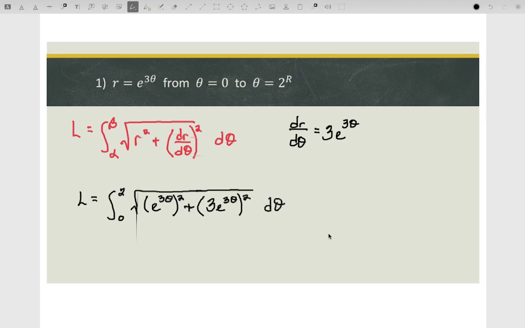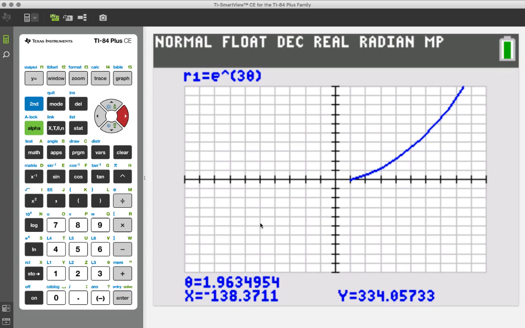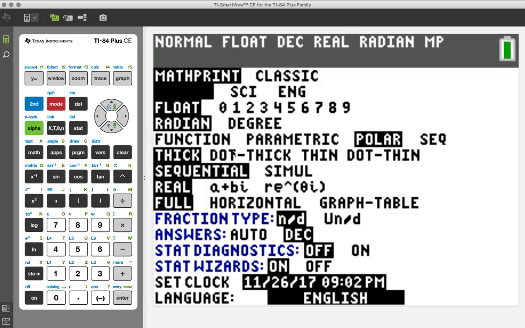From here, we're simply going to evaluate it in our calculator. So let's go take a look at how to do that. I'm assuming you're in polar mode, having just graphed this function. Your calculator's really not going to care whether you're in polar mode or regular rectangular function mode. It's going to calculate the integral the same way. The one part that does matter is that you're in radian mode. But you should be for calculus anyway. But just to make a note about that.